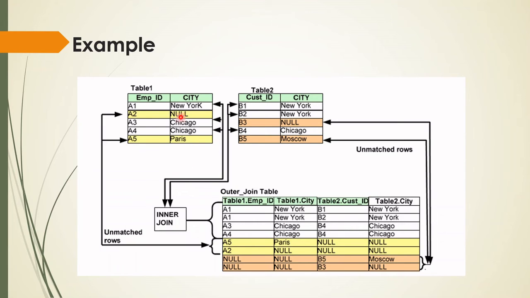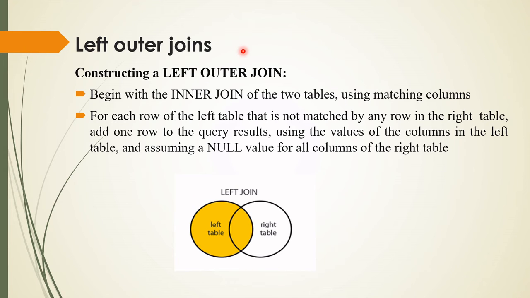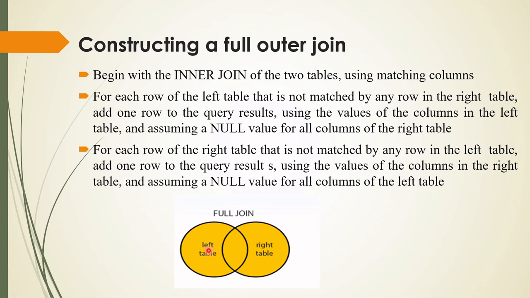We consider both tables, the left table and the right table. So this is a full outer join. Now next is a left outer join. In a left outer join, it returns all the records from the left table and matched records from the right table. Begin with the inner join of the two tables using matching columns. For each row of the left table that is not matched by any row in the right table, add one row to the query result using the values of the columns in the left table and assuming a null value for all columns of the right table. So in a full outer join, we compare both tables with each other and we also write the unmatched rows.